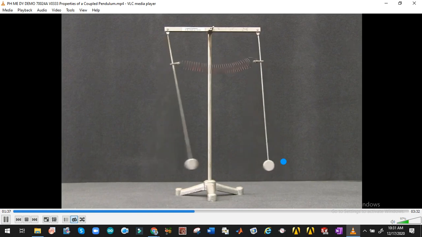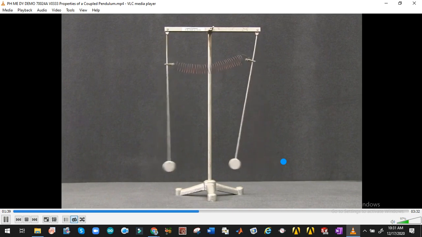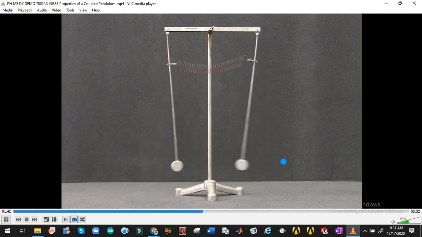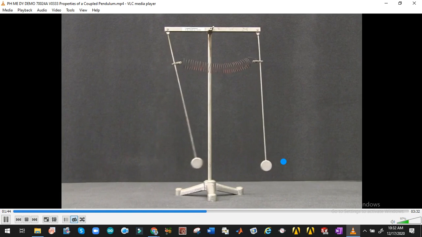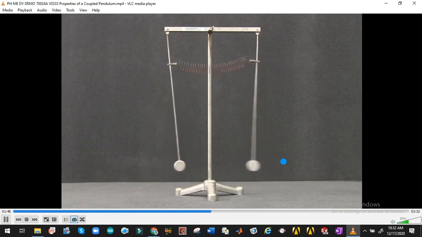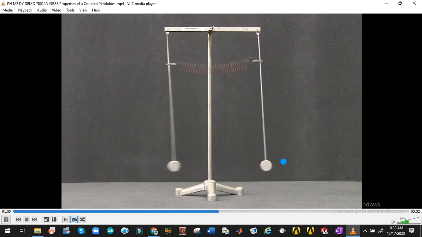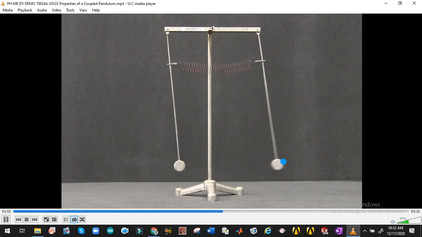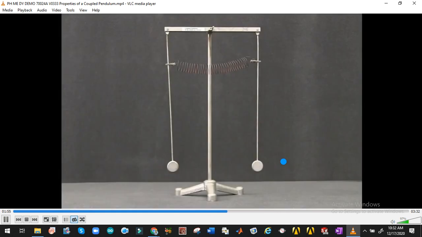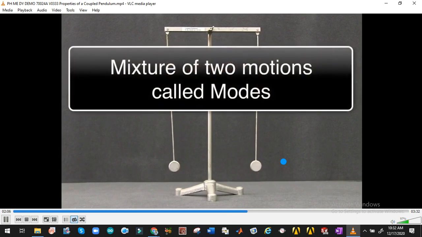So from time to time you'll have one that's not moving, so its energy is zero, while the other one moves, but then it transfers its energy to the other, reversing the situation. Now, because there are two pendulums, it turns out that all those complicated motions you saw before can be broken down into a mixture of two motions that we call modes.